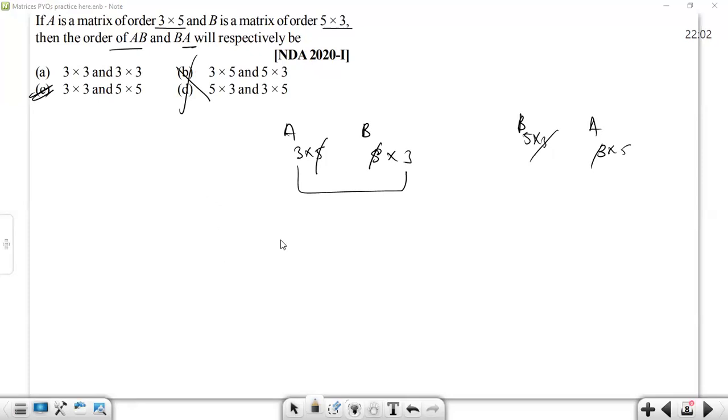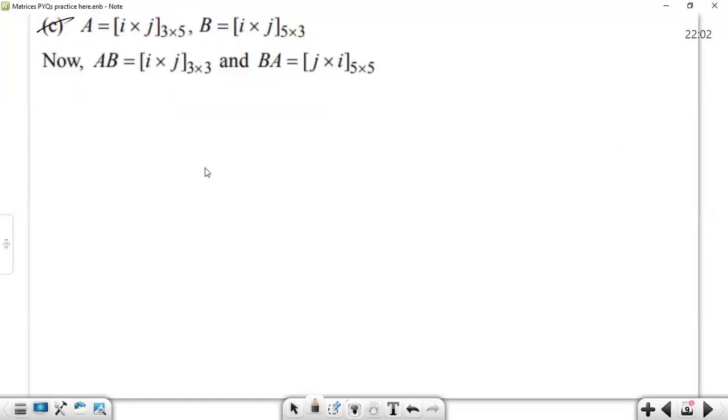Great. These are all previous year questions. Very easy questions are asked from matrices.